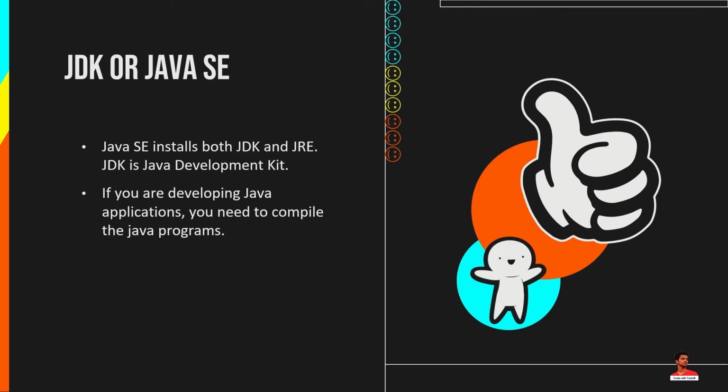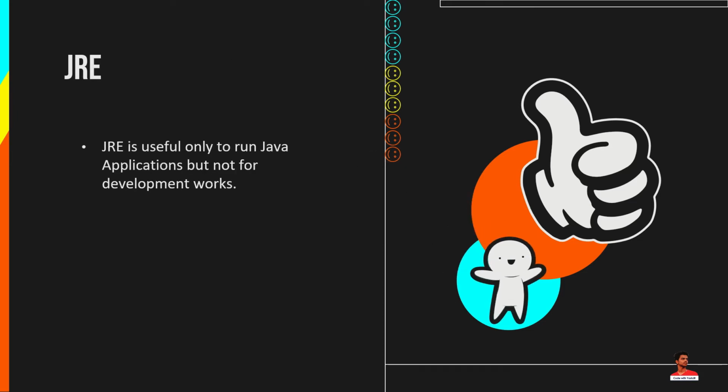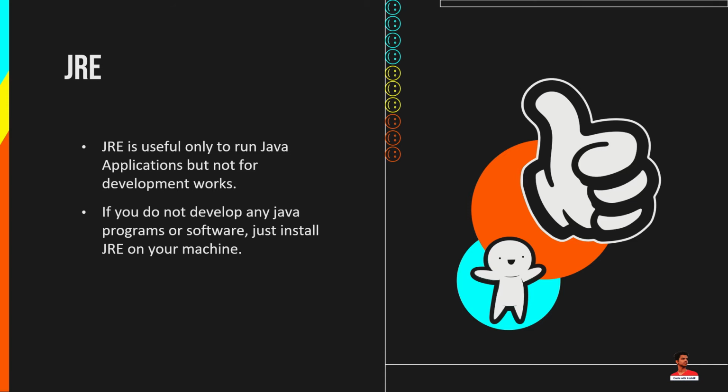If you are developing Java applications, you need to compile the Java programs. Hence, JDK is the right option to install in this case. JRE is useful only to run Java applications, but not for development works. If you do not develop any Java programs or software, just install JRE on your machine.